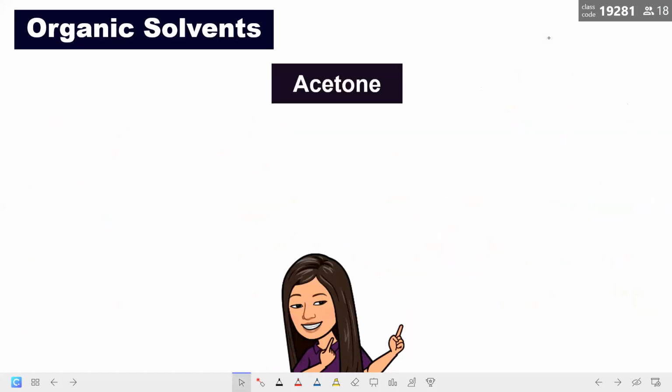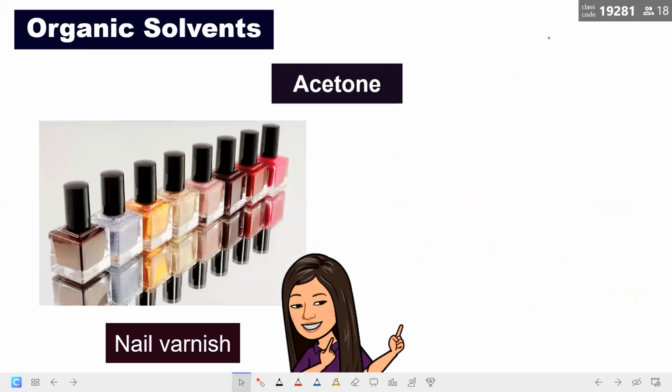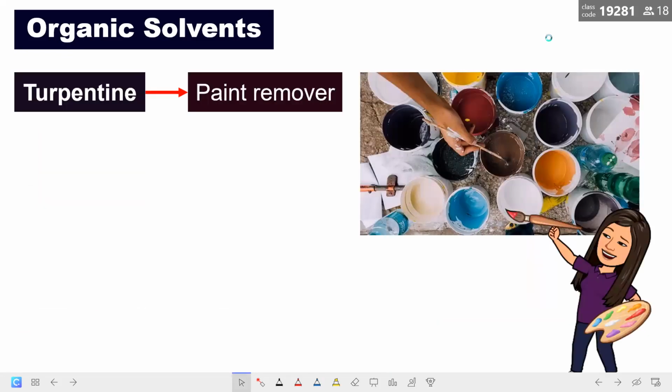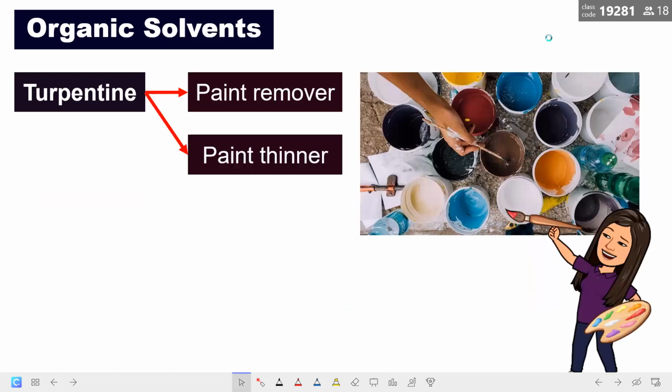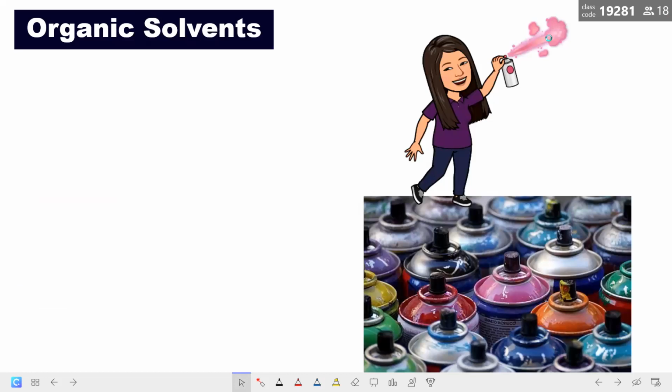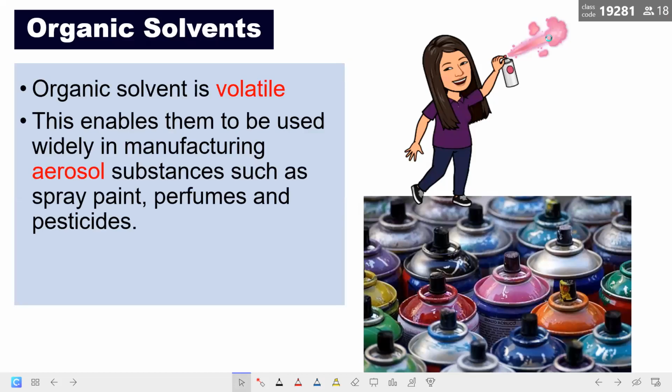Wait, children. Acetone. So your nail varnish, your lacquer here, all of them here. Your turpentine, your paint remover, your paint thinner, ether, your oil extractor. Teacher is going fast because all these are just examples.